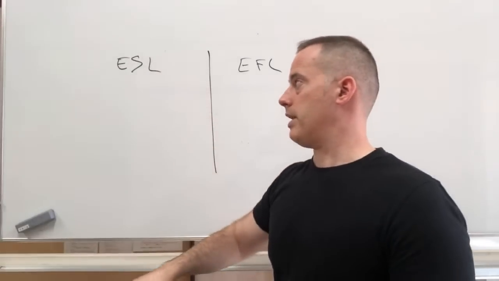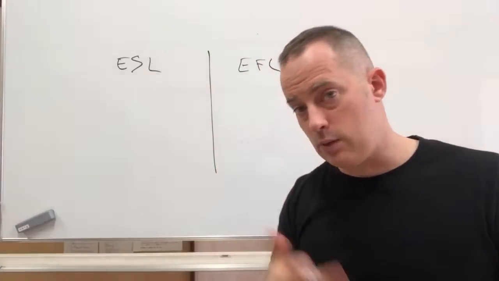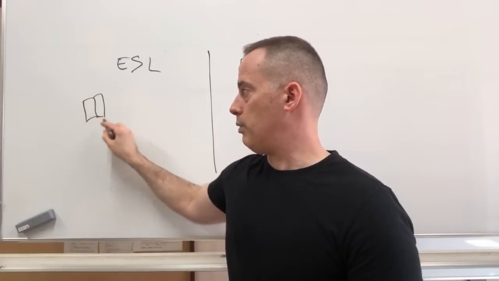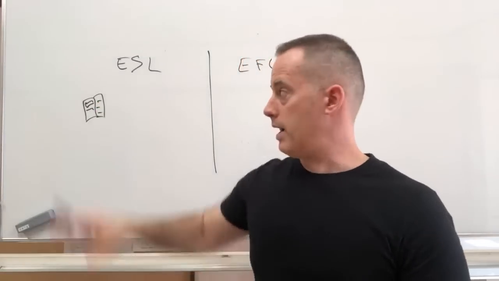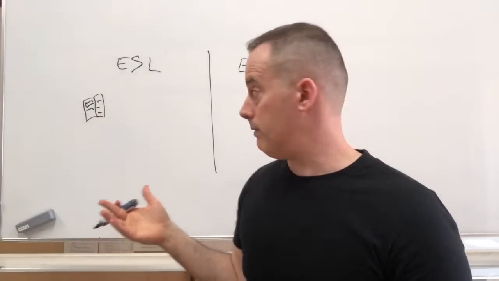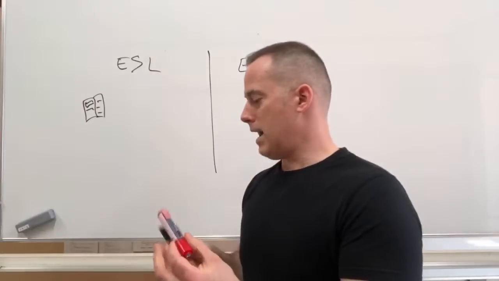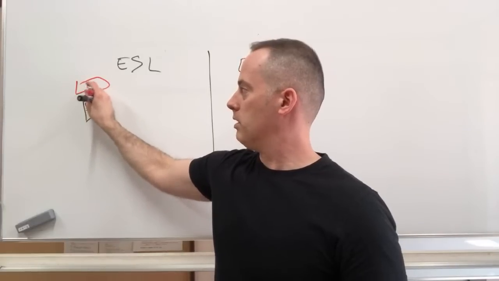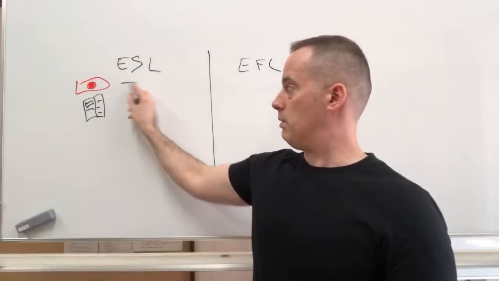And English as a second language lessons usually begin with your native language. They don't begin with English, they begin with your native language. And they usually begin with a textbook. So we have a textbook here, we've got some pictures of things, and it's in your native language. I'll just use Japanese for example, because I can draw that flag easily. So here's a picture of the Japanese flag, and then we're going to move that to English.